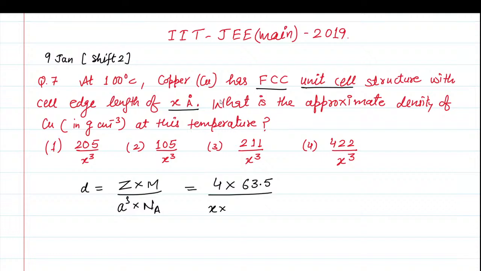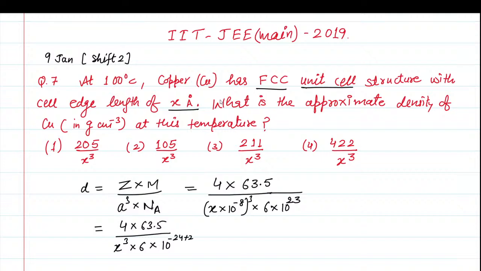It should be in centimeter. Angstrom in centimeter is x into 10 raised to power minus 8, cubed, times Avogadro's number 6 into 10 raised to power 23. Take it as 6 rather than 6.022. Now it is 4 into 63.5 divided by x cube into 6 into 10 raised to power 24 minus 8 plus 23.